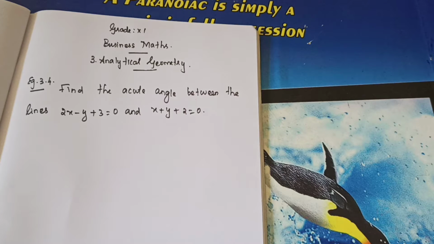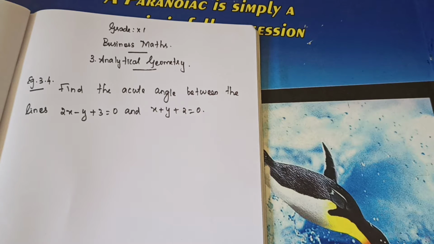Before that, we need to find the slopes of these two lines. We know the formula; I explained it in the last class. Take down the formula: tan theta is equal to modulus of (m1 minus m2) divided by (1 plus m1 into m2). If we know the m1 and m2 values, then only we can find the acute angle. So first you need to find the m1 value.